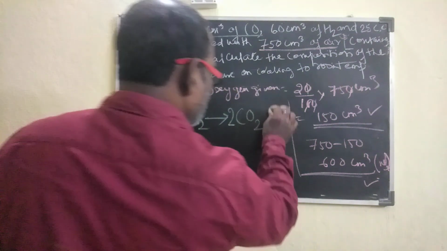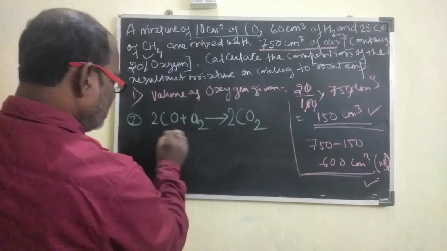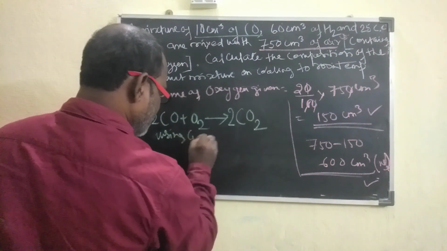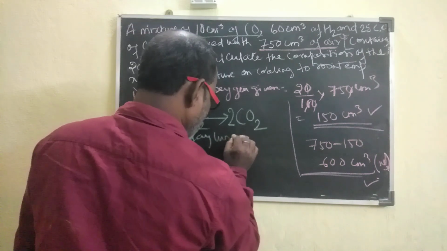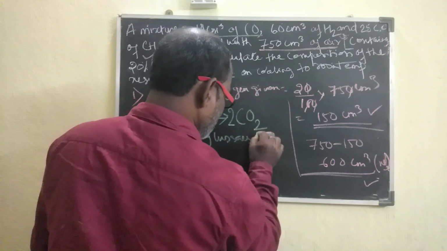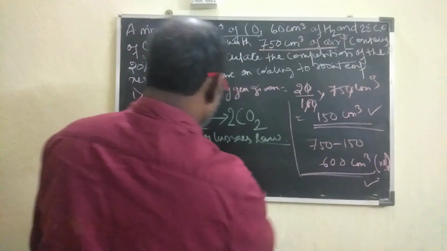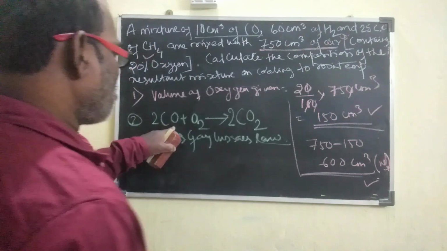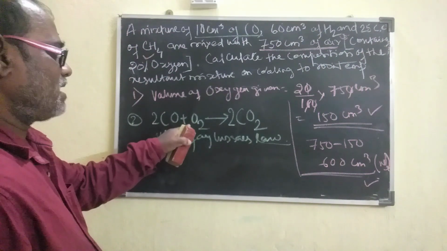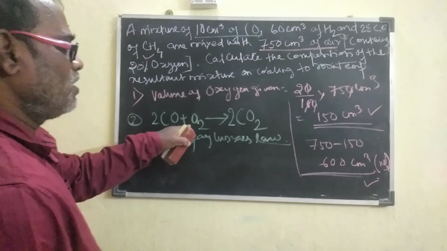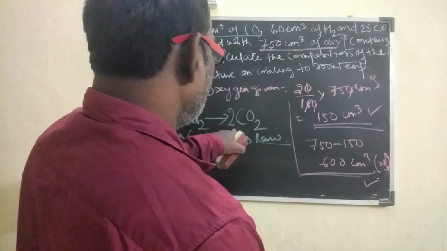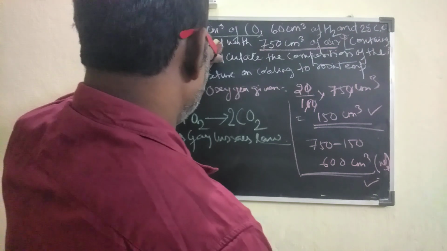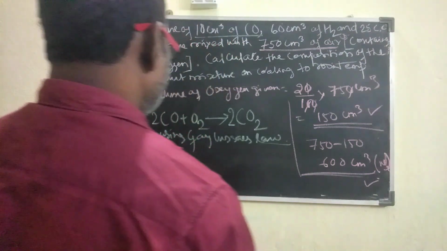Now using Gay-Lussac's law, what we can understand from here is that 2 volumes of carbon monoxide react with 1 volume of oxygen to produce 2 volumes of carbon dioxide. So what is given here? A mixture of 10 centimeter cube of carbon monoxide is used.